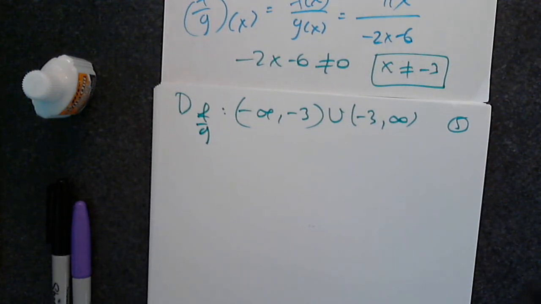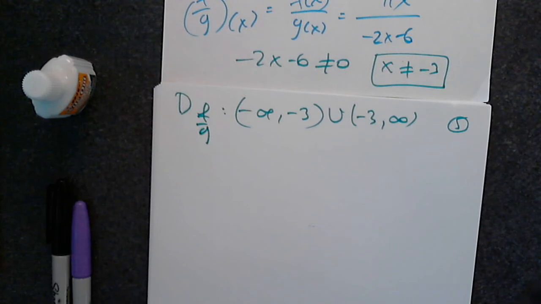So for the pair of functions f and g, determine the domain of f plus g. What is the domain of f? Anything but positive 5. Excellent. Awesome. What is the domain of g? Anything but negative 3. Good. So then what would be the common domain, if I want to add, subtract, multiply, or divide them?